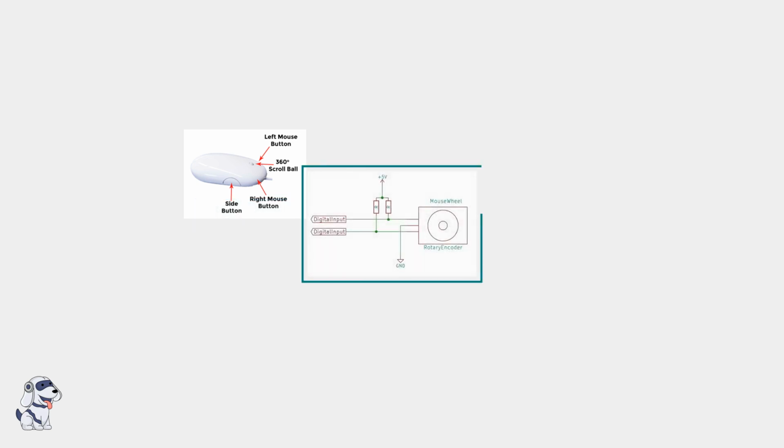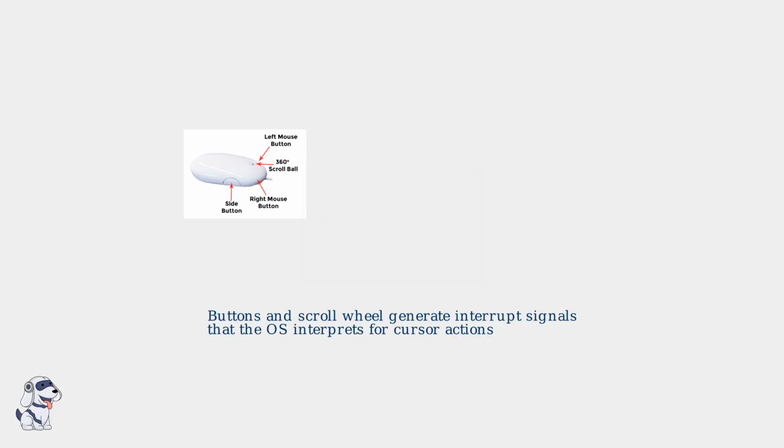The scroll wheel works similarly, using optical encoders that detect rotation through light sensors and slotted discs. As you roll the wheel, it generates interrupt signals that the OS translates into scrolling actions, allowing you to navigate through documents or web pages smoothly. In summary, the mouse's buttons and scroll wheel convert physical inputs into digital interrupt signals, which the operating system processes to control on-screen interactions like selection, menus, and scrolling.